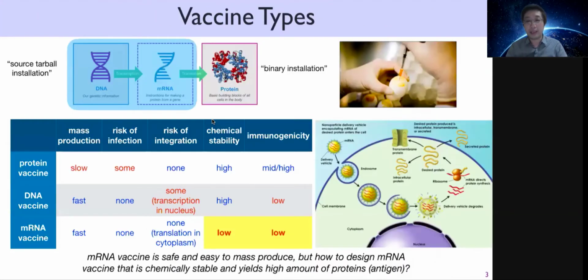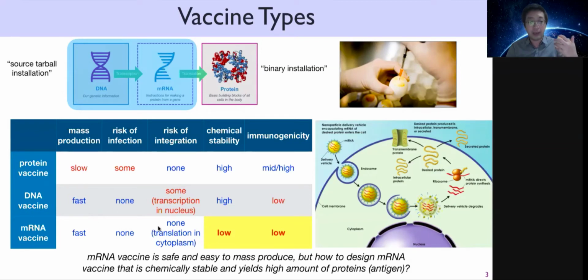As I said, there are three major types of vaccines: protein, DNA, and mRNA vaccines. Among them, protein is definitely the most dominant and most commonly used one, for example, the flu shots. But it's very slow for mass production and has a small risk of infection. So this is probably not the ideal solution for this pandemic. We need much faster mass production vaccines like DNA or mRNA vaccines.